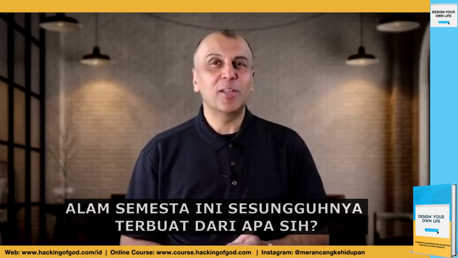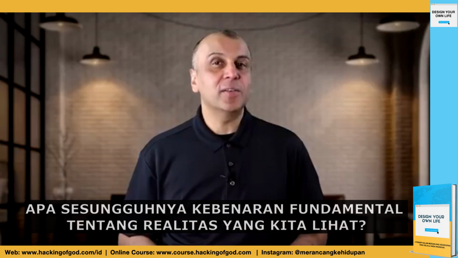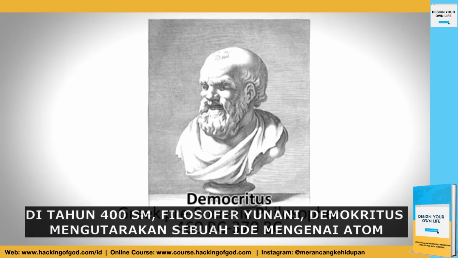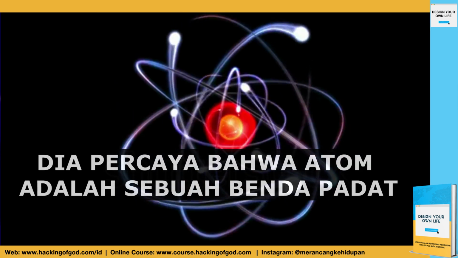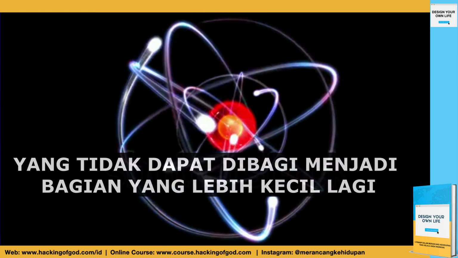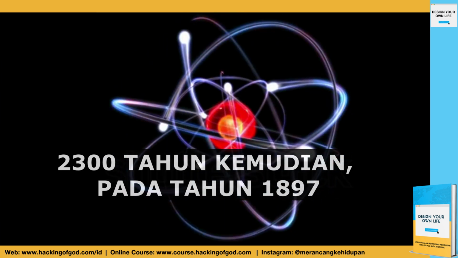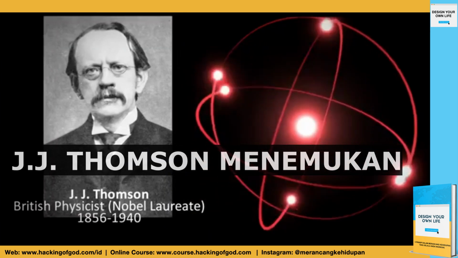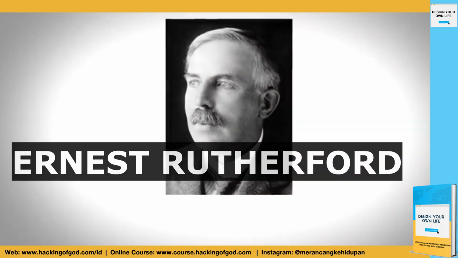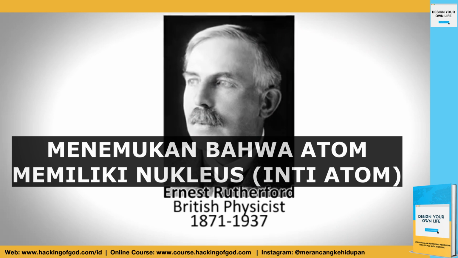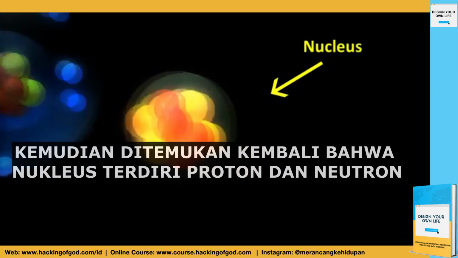What is the universe really made of? What is truly fundamental in the reality that we perceive? In 400 BC, Greek philosopher Democritus came up with the idea of atoms as being fundamental. He believed that these were solid pieces of matter which could not be divided any further. 2,300 years later, in 1897, J.J. Thomson discovered something smaller than an atom, called the electron. And in 1912, Ernest Rutherford discovered that atoms had nuclei.